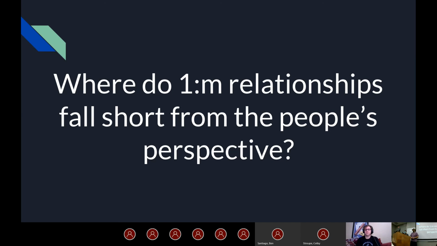So where do one-to-many relationships fall short from the people's perspective? One example I could see is if some employees need to transfer data over to another department that they don't work in. I could see issues there because they'd either have to go directly to the other department, or they'd have to go up to their manager and then the manager reports to that department or transfers.